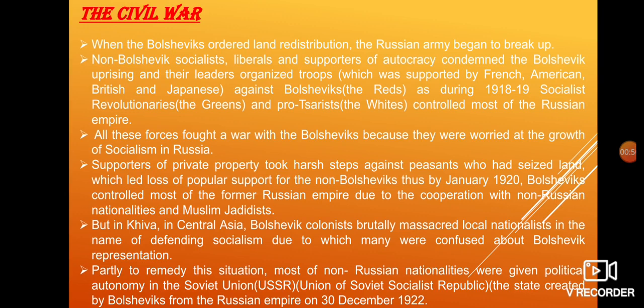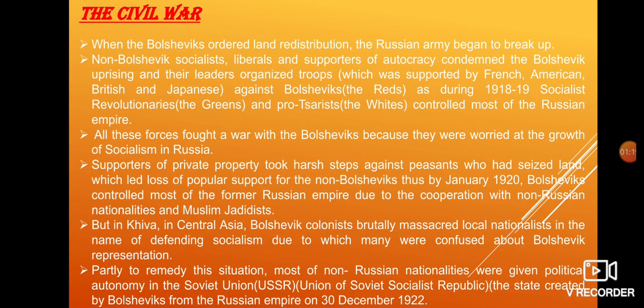The Bolsheviks were referred to as the Reds, the socialist revolutionaries were referred to as Greens, and the pro-Tsarist supporters of Tsar were referred to as Whites. All these forces fought a war with the Bolsheviks because they were worried at the growth of socialism in Russia.